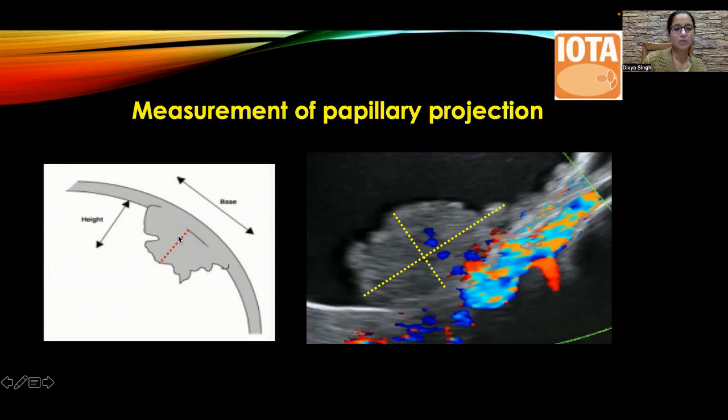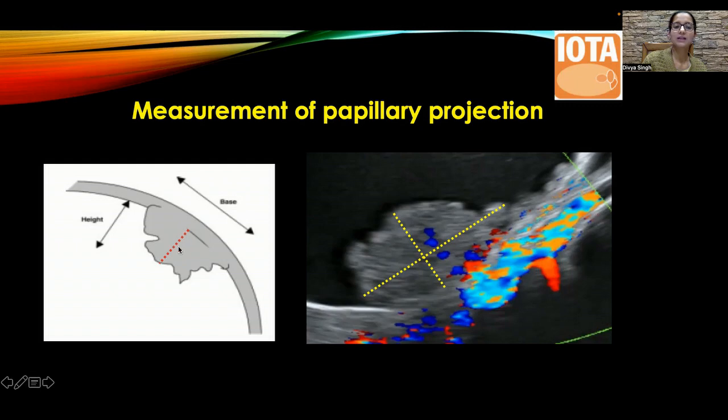So when we measure, what we do is we measure the height. While we measure the height, we must take care that we don't include the cyst wall in measurement of the height, because that would give us a falsely increased height of the papillary projection. So we just include the part which is protruding into the cavity and exclude the cyst wall while measuring the height of a papillary projection. Then we can measure the base of the papillary projection. So this is how we take 2 dimensions.